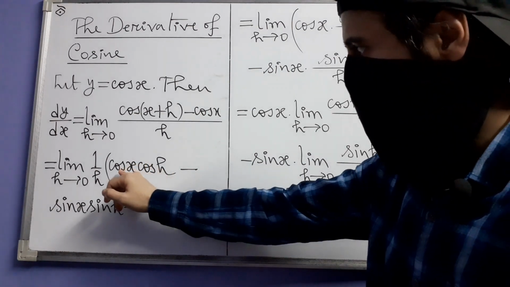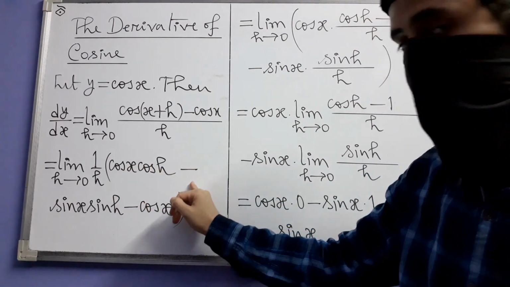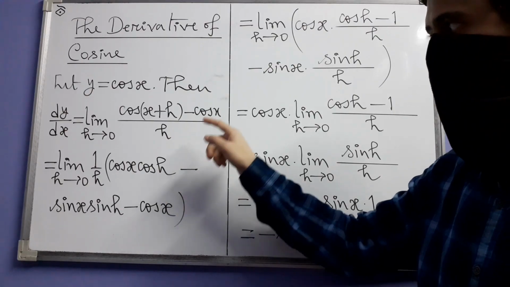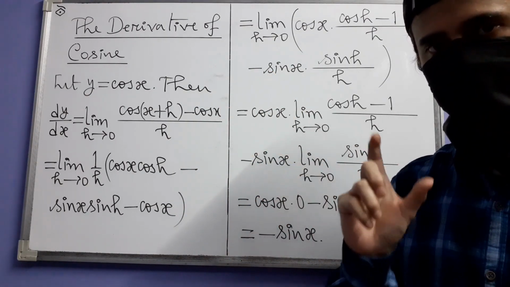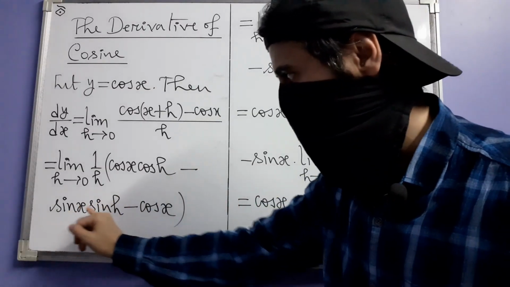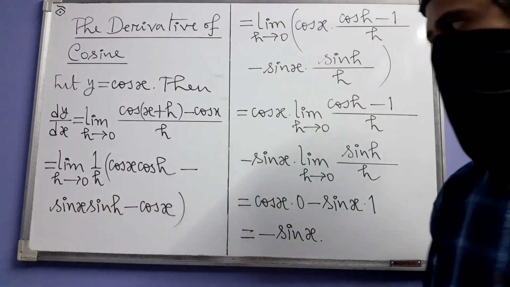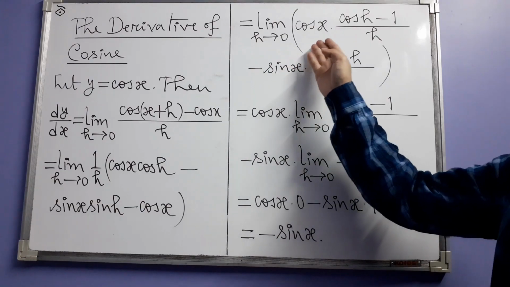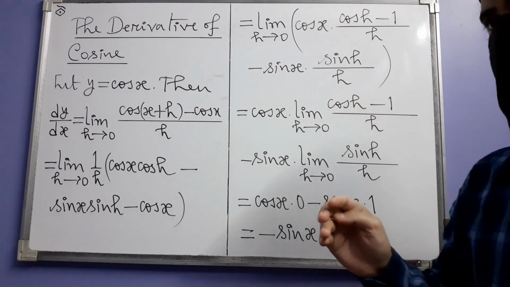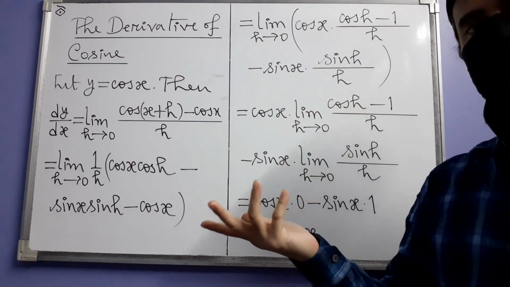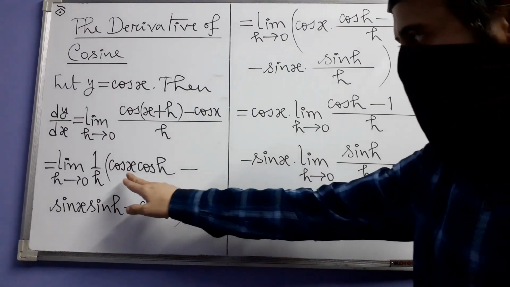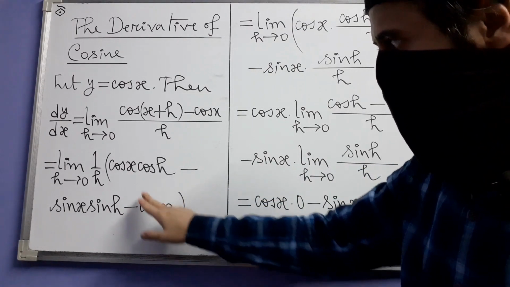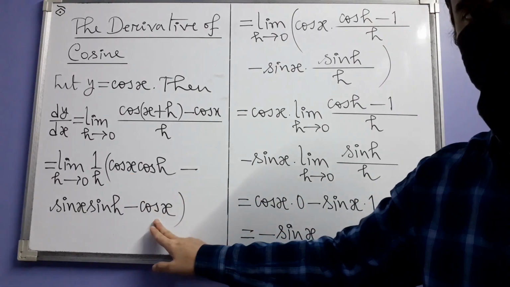So that gives us cos x cos h minus, recall that in the addition formula for cosine we have a minus in between the two terms, minus sin x sin h, minus cos x. So arranging the terms is exactly similar to the case of sine. Again we take, this time, cos x common out from the first and last terms.